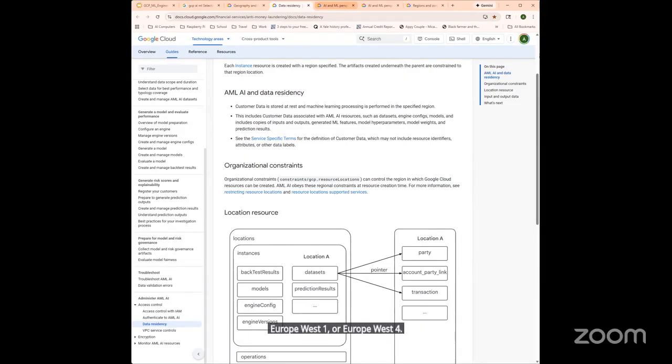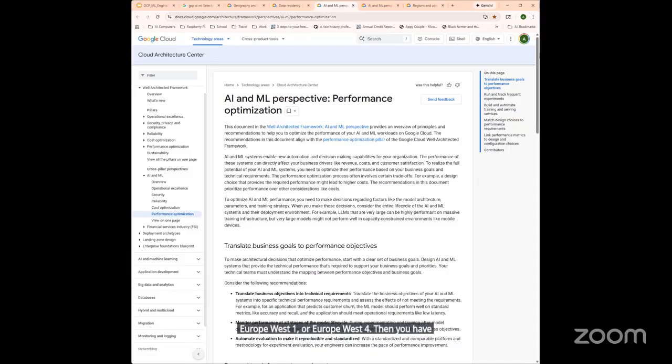Then you have latency and performance. Network latency between regions can reach 100 to 300 milliseconds. For ML workflows, co-locating resources in the same region dramatically improves performance. If your BigQuery dataset lives in US Central 1, run Vertex AI training jobs in US Central 1 to avoid cross-region data transfer delays. Real-time prediction endpoints serving user-facing applications should deploy near users.